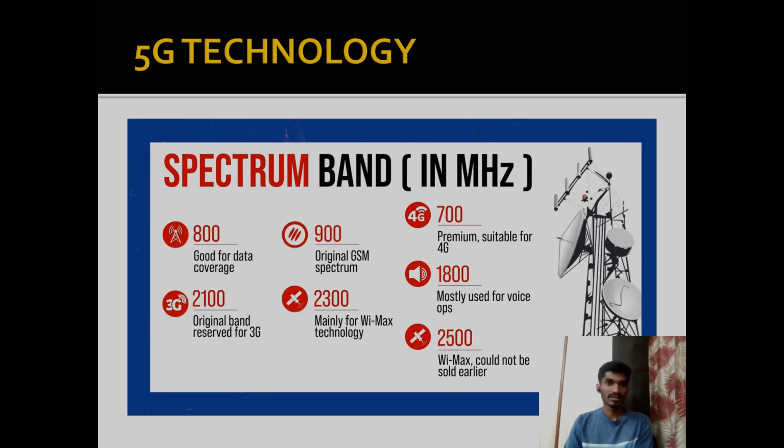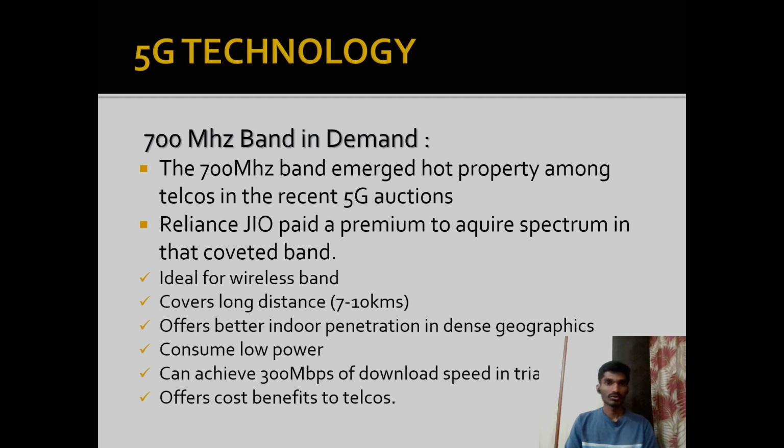So these are the spectrum bands in megahertz. 800 megahertz is used for good data coverage. 900 megahertz is used for original GSM spectrum. 700 megahertz, which is again a good band, is used for 4G networks. So 700 megahertz band is in demand now.